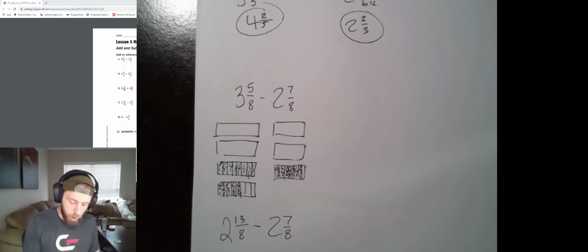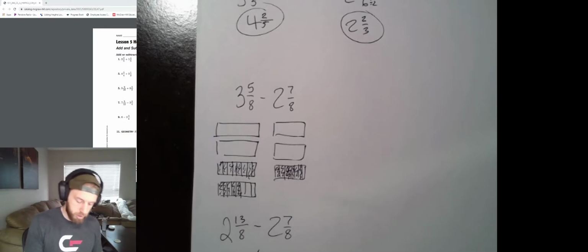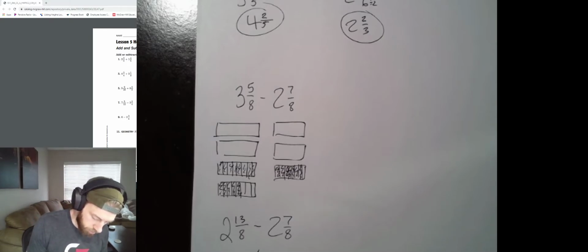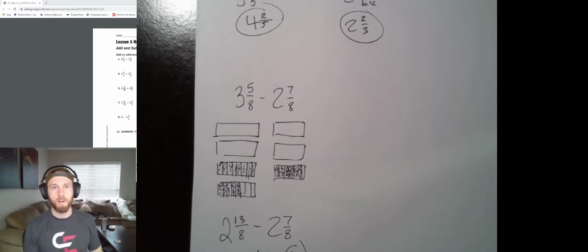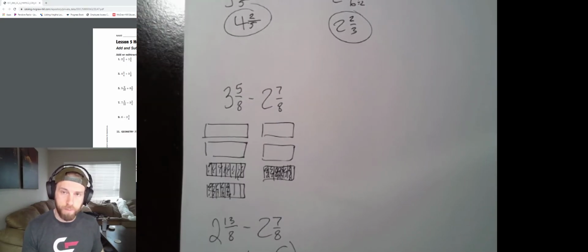2 minus 2 is 0, and 13/8 minus 7/8 is 6/8, which simplifies down to 3/4. I know that's a little confusing, and if you have to rewatch that little part of the video, please do. But now I'm going to show you what you can do. You don't have to draw it visually like this. I'm going to show that problem to you one more time.